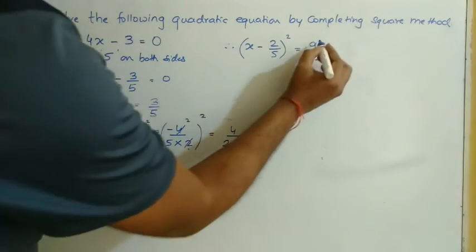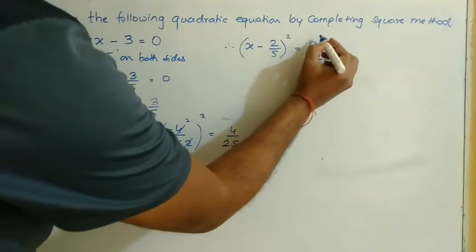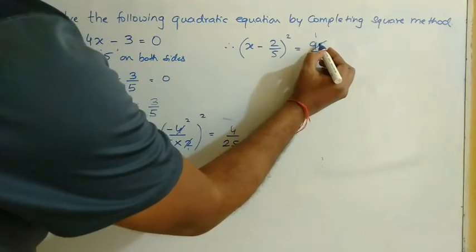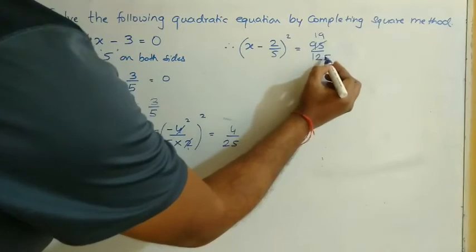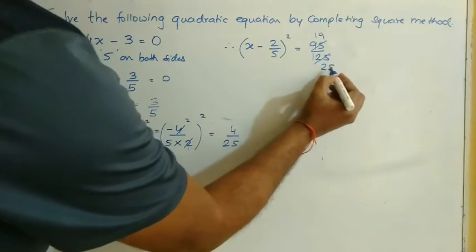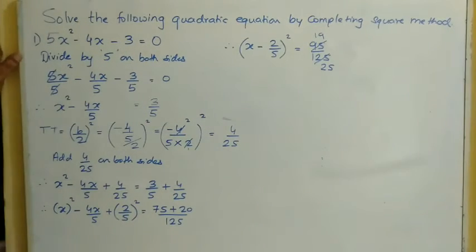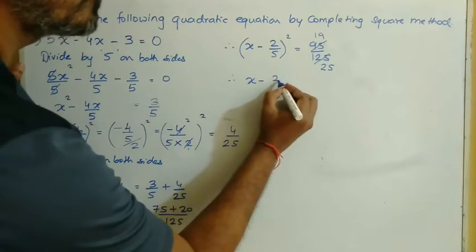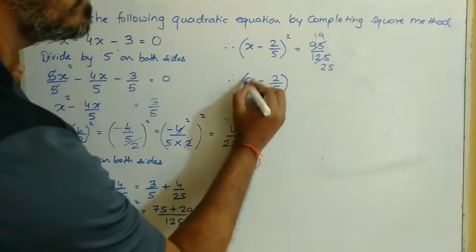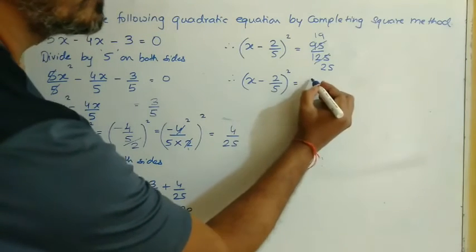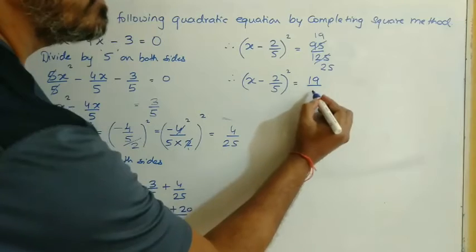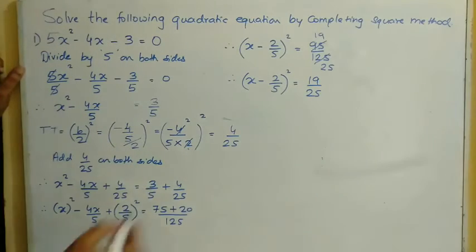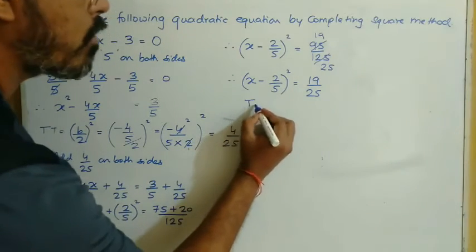We have a common multiple 5. So if I cancel this with 5, I will get 5 ones are 5, carry over 4, 45. So 5 nines are 45, and here I will get 25. 5 into 25 is 125. So in the next step, I will get x minus 2 upon 5 the whole square, it is equal to 19 upon 25. So I will take the square root.